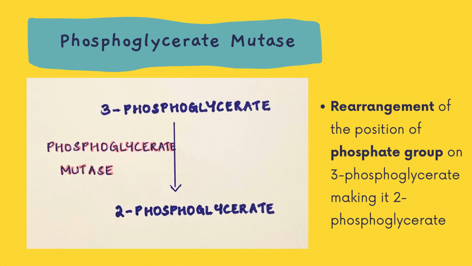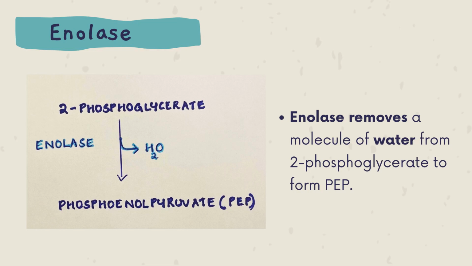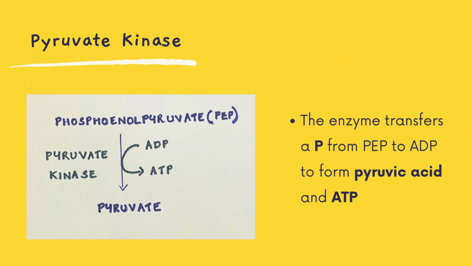In the next step, the enzyme phosphoglycerate mutase relocates the phosphate group in 3-phosphoglycerate from 3rd carbon to 2nd carbon to form 2-phosphoglycerate. The enzyme enolase removes a molecule of water from 2-phosphoglycerate to form phosphoenol pyruvate. The enzyme pyruvate kinase transfers a phosphate group from phosphoenol pyruvate to ADP to form ATP and pyruvate. Again, since there are two molecules of phosphoenol pyruvate, here we actually generate two molecules of ATP.